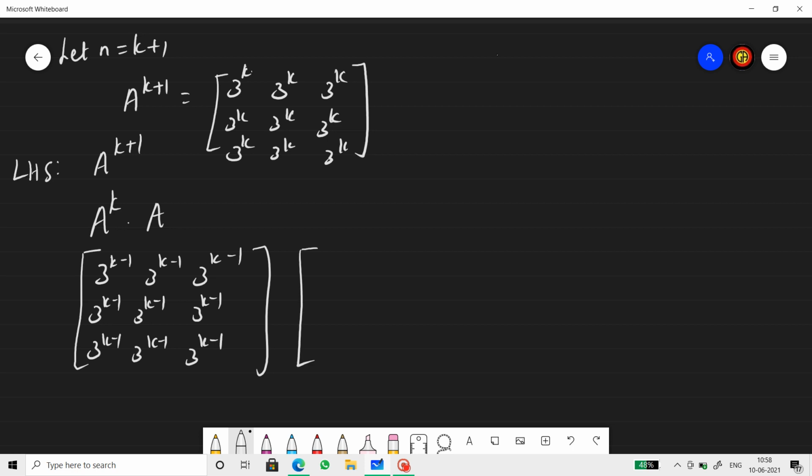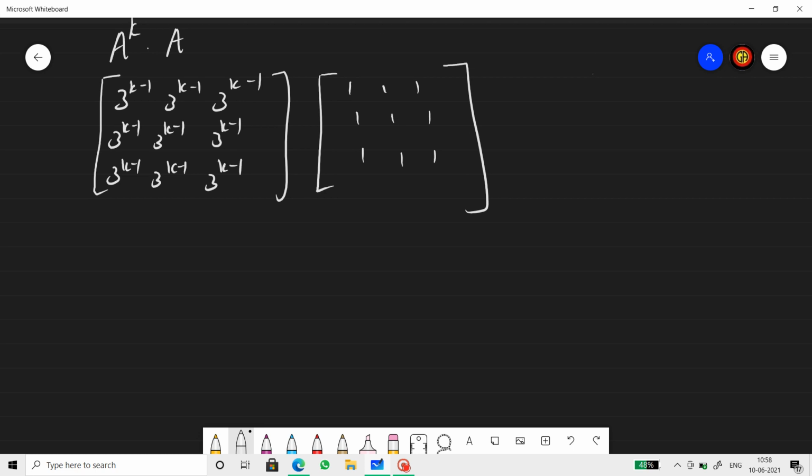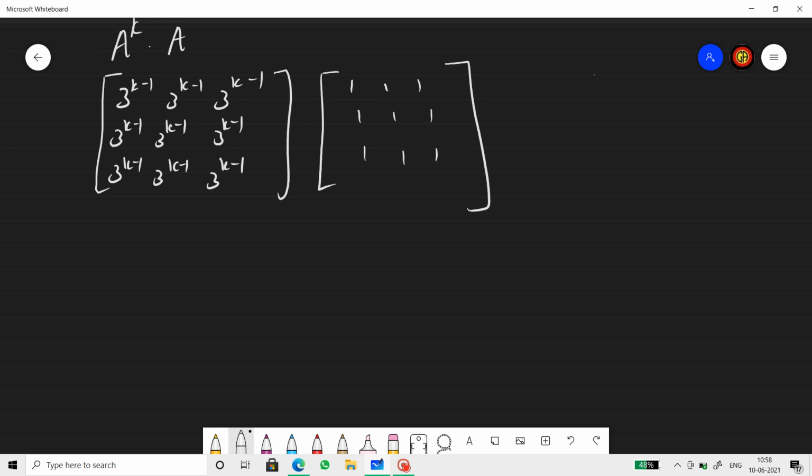Multiplied with A matrix. A is what? All elements 1. Now let's multiply these two. First row into first column multiplication. So A to the power of k plus 1 equals first row into first column.